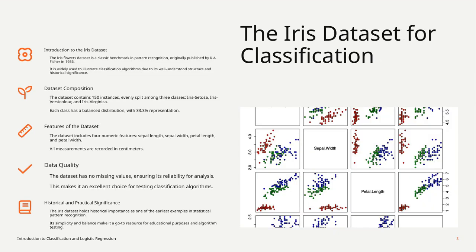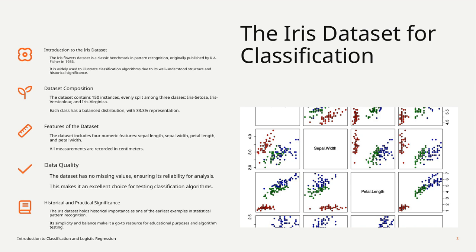Let's start by talking about the IRIS dataset, which is a classic example in the world of pattern recognition. It was originally introduced by R.A. Fisher back in 1936 and has since become a benchmark for testing classification algorithms. Its significance lies not only in its historical value, but also in its simplicity and well-understood structure, making it ideal for educational purposes and algorithm testing.